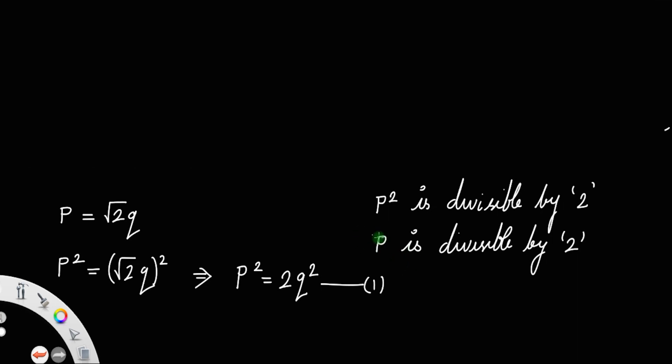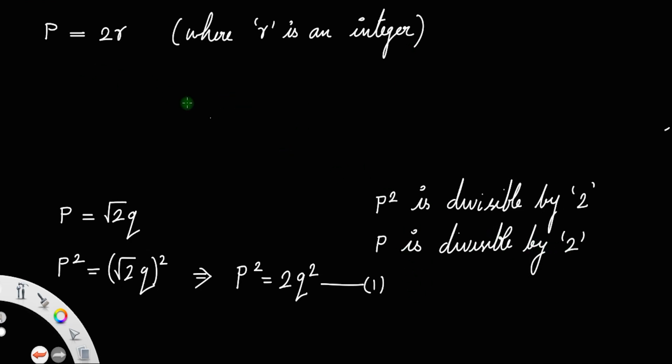Then let's consider this statement: p is divisible by 2. So if p is divisible by 2, p can be written as 2 times some integer r, where r is an integer. Clear? If you square both sides, you get p square is equal to 2r whole square. That is, p square is equal to 4r square. Call this equation number 2.